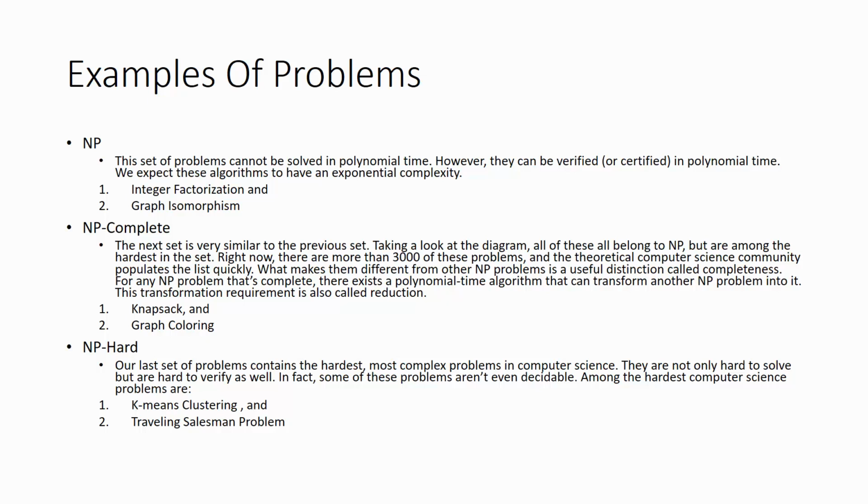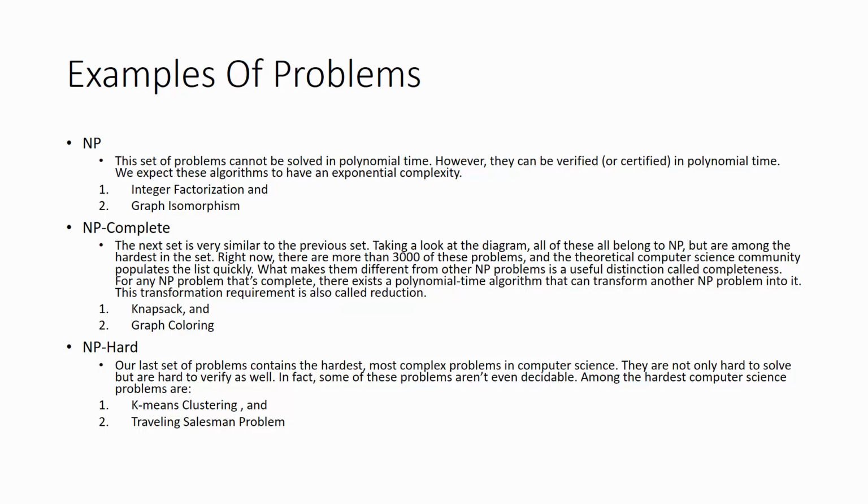Similarly, there is a problem called graph isomorphism, which basically deals with the problem of whether two graphs are the same. Then there are NP complete problems. These are very similar to the previous set. There are more than 3,000 of these problems in computer science, and the computer science community is adding more and more problems to this list. What makes this different from NP problems is something called completeness.